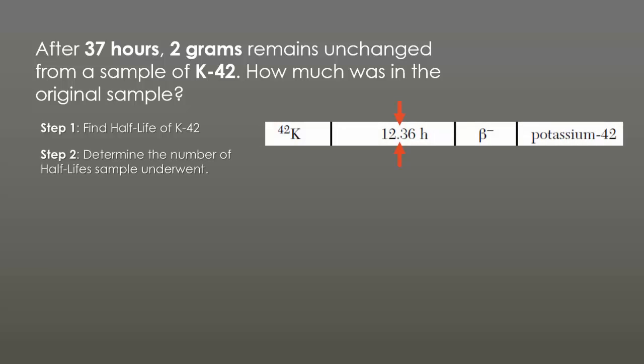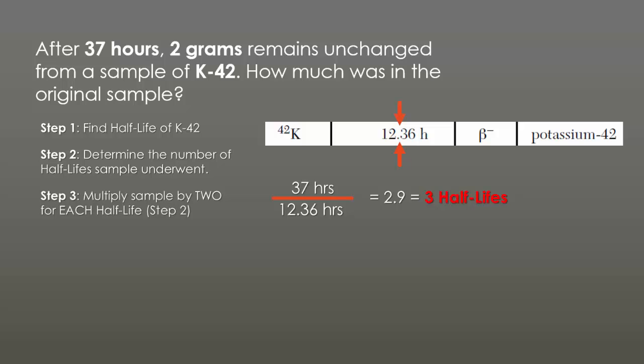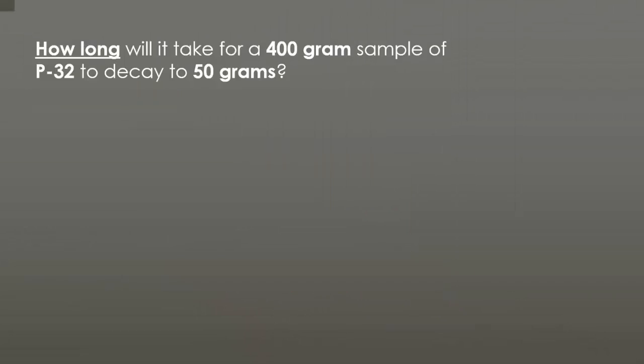Then we have to figure out how many half-lives that underwent. So you take 37 divided by 12.36 and you get roughly 3 half-lives. Yes, your half-lives should be whole numbers. Then you're going to be multiplying the sample by 2 for each half-life because we're trying to find the original. So 2 turns to 4, 4 turns to 8, and 8 turns to 16. Again, 3 arrows representing 3 half-lives.